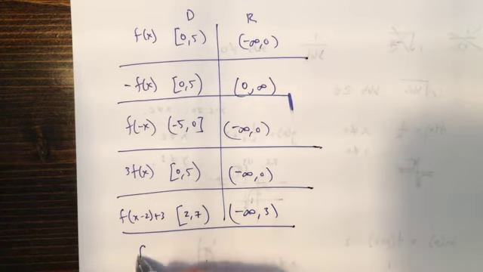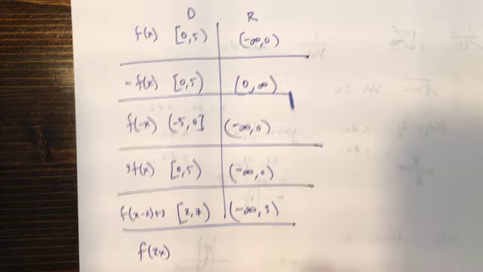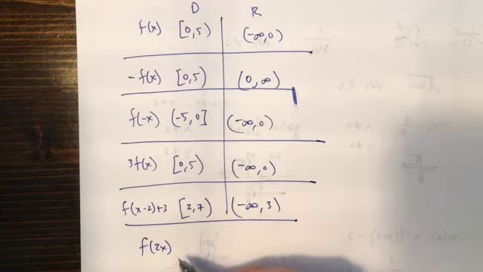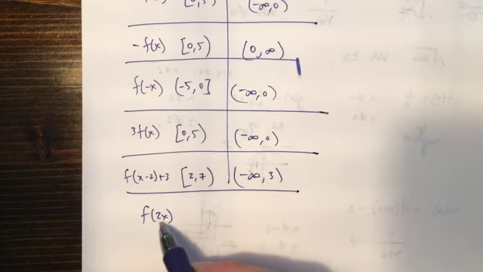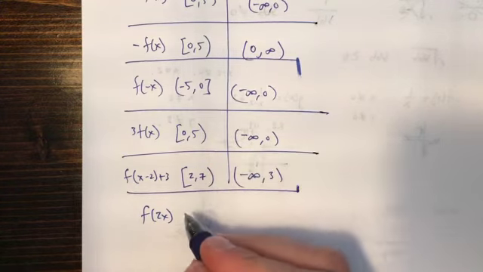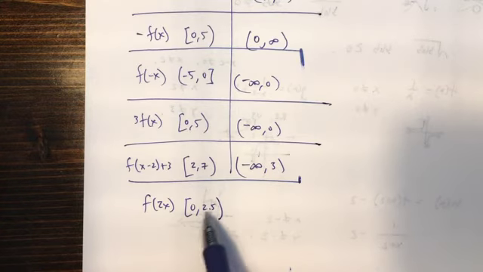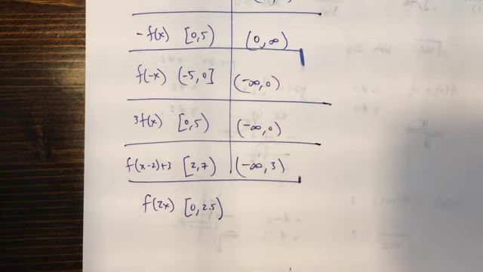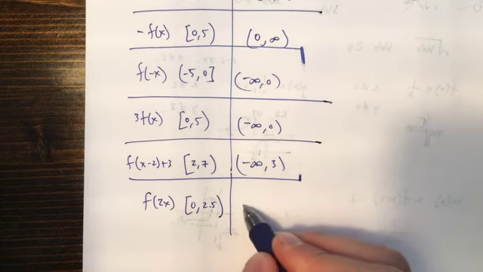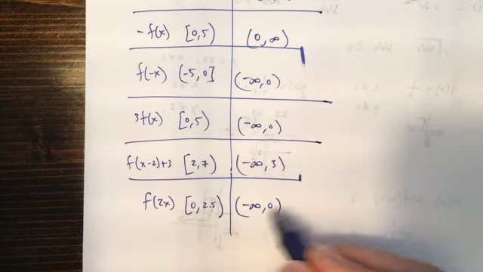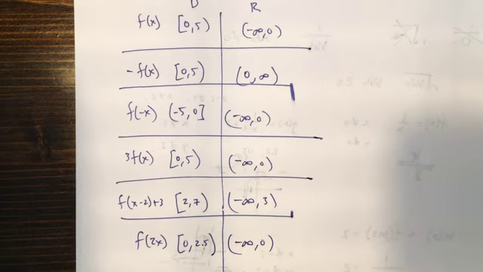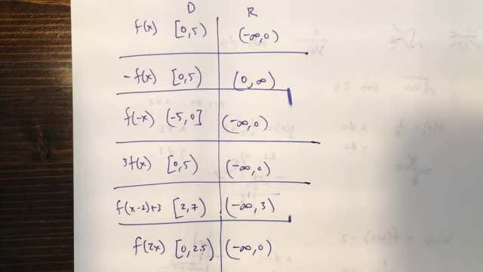And finally, for f of 2x, my x values now I have to divide by 2 so that when I plug them in, they're multiplied by 2 and I get back to this. So this would actually be 0 to 2.5, because if I plug those in, I'm going to get 0 to 5. And then my range is still negative infinity to 0. So you can sort of see how these transformations affect the domain and range.